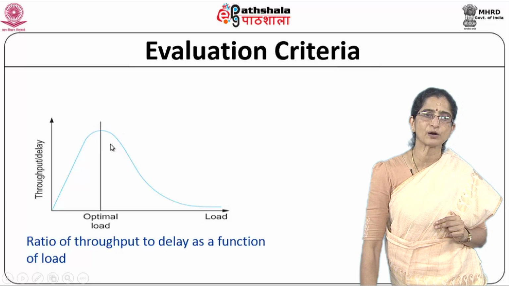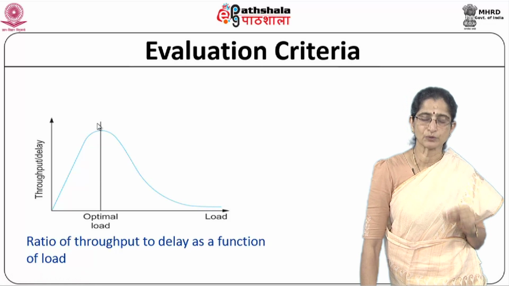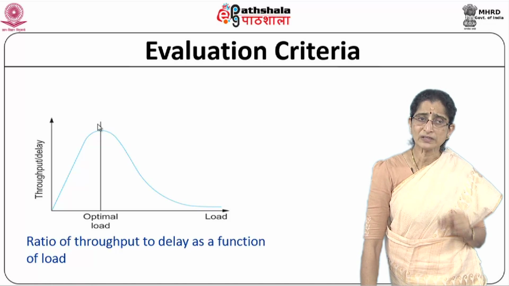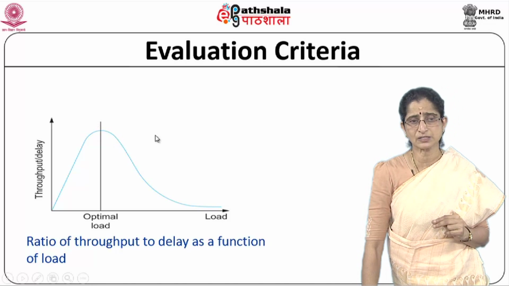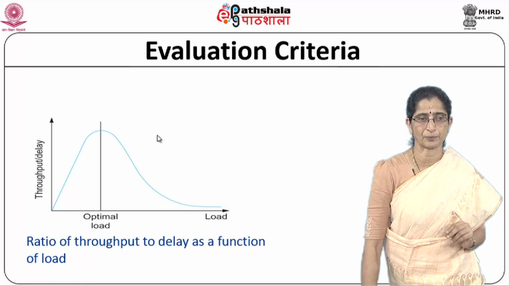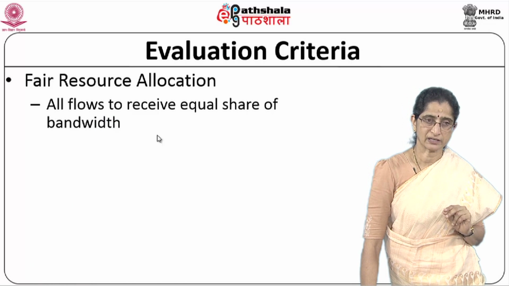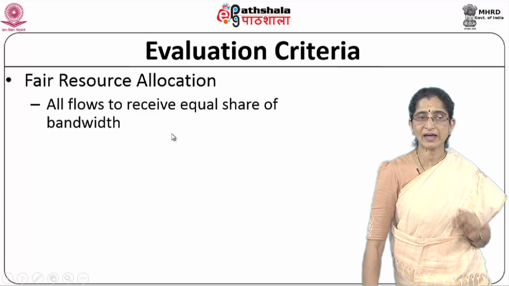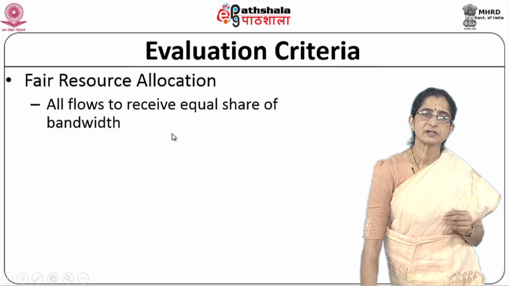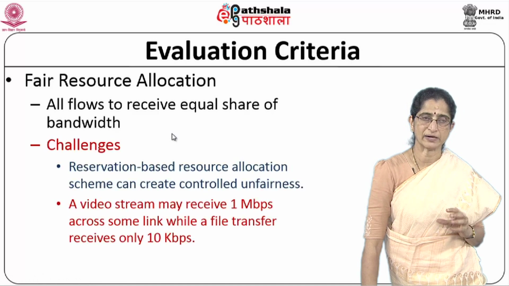If you are operating around this point, you will find that we are able to support many different applications with the quality of service that they need. That's one of the criteria that we need. So this gives us some kind of guidance in terms of what to look for. There's another challenge also when we talk about resource allocation, which is the fairness of the resource allocation. Again, that becomes another evaluation criterion. So basically, you would like all flows to receive an equal share of bandwidth.